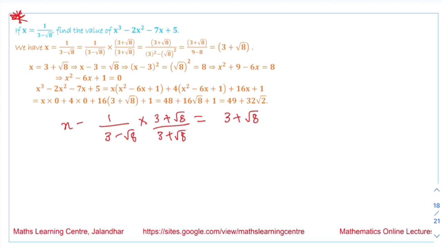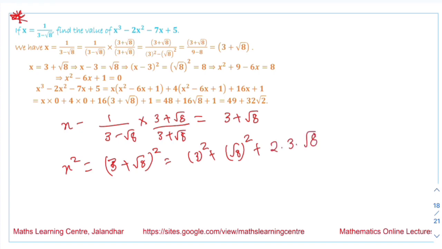You have the value of x, and you want to calculate the value of x square. So it is 3 plus root 8 square. So the answer is 3 square plus root 8 square plus 2 into 3 into square root of 8. You can solve this value, then whatever answer you get, again multiply it with 3 plus square root of 8, and you will get another expression over here.